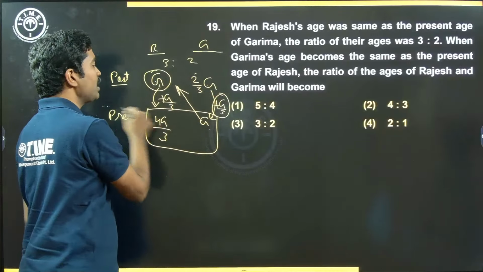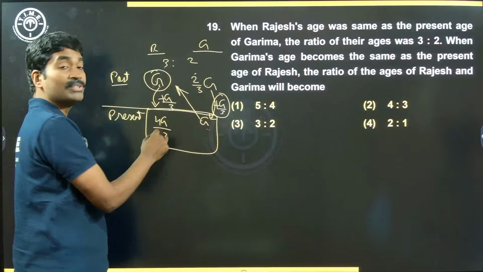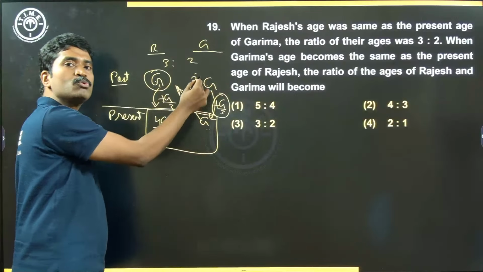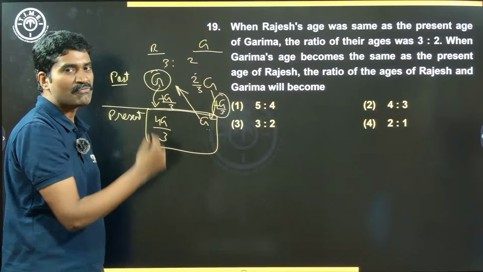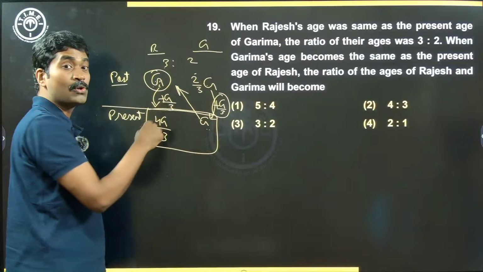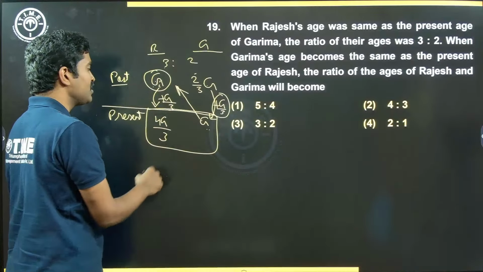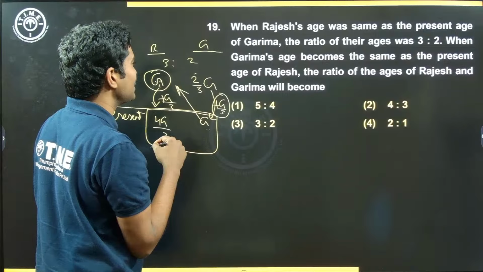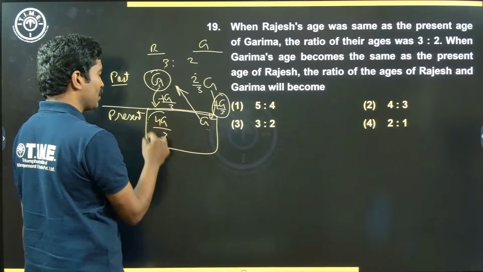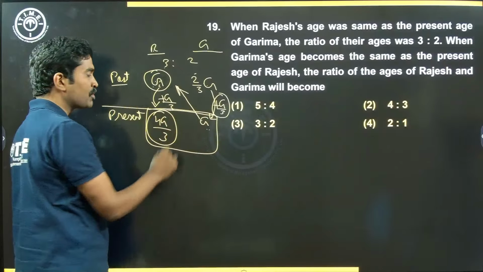Now today their ages are g, comma, I don't know this. Garima's age went from 2g by 3 to g, which means we traveled g by 3 years into the future, which means Rajesh's age will also go up by g by 3, right? So 4g by 3. Now the question: when Garima's age becomes the same as the present age of Rajesh, what is Rajesh's present age? 4g by 3.